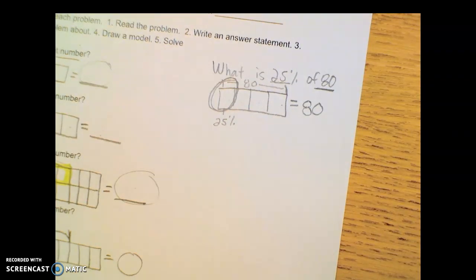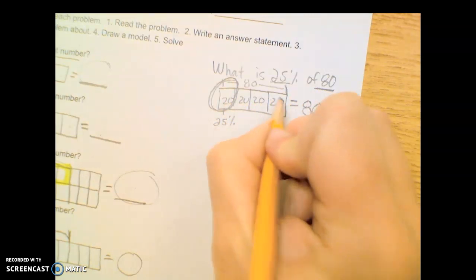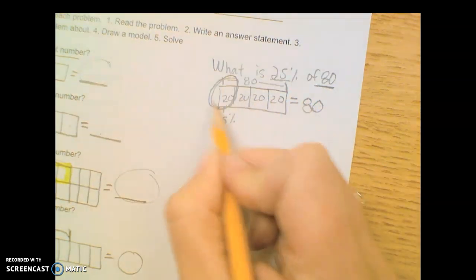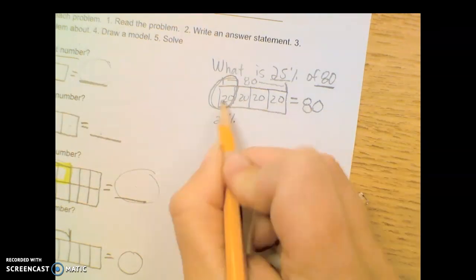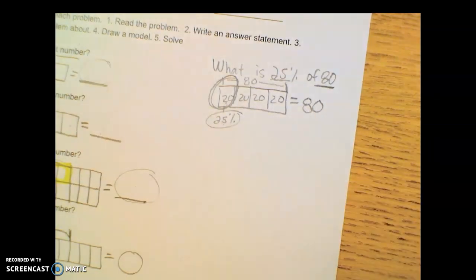So 80 split between 4 boxes is 20. Again, I can check that: 20, 40, 60, 80, okay? 25% would be one of those boxes. So that, therefore, 20 is that part that I'm looking for, 25% of that 80.